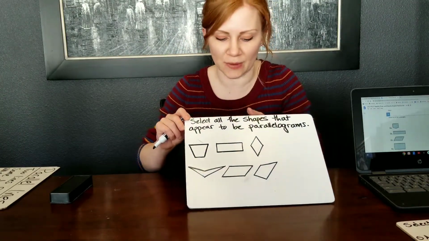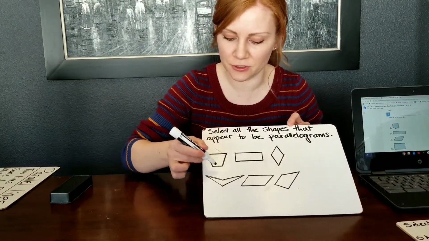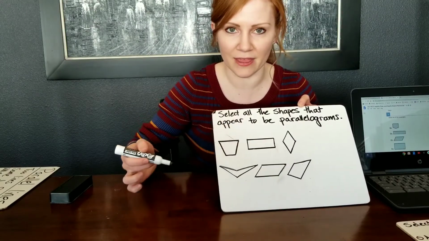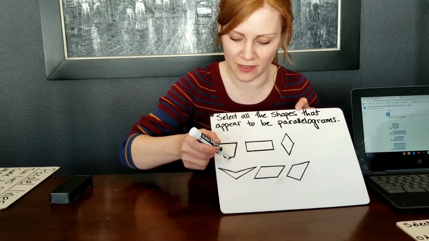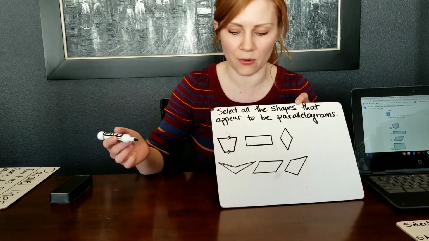So I'm going to check each shape one at a time. Okay, we'll have to erase that. So looking here at this first shape, I need to look at the top line and the bottom line. They appear to be going the same direction, so I feel like I could draw an arrow on these lines. They're going the same direction and they won't cross.